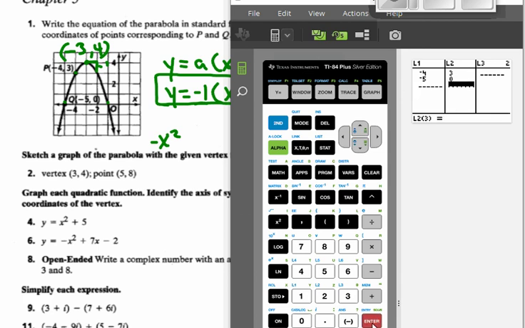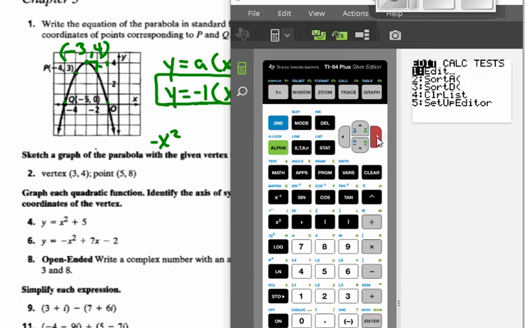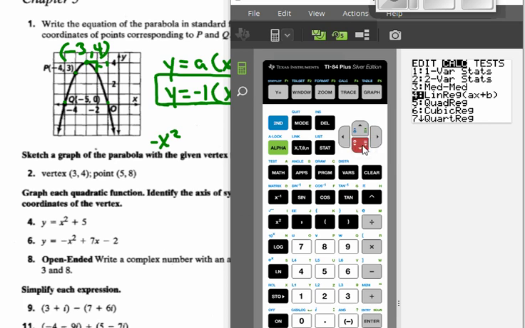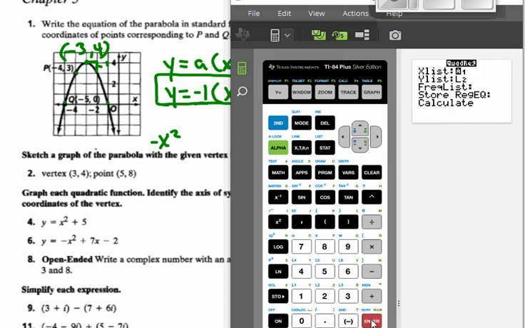Okay, and I do stat again, move over to calc, and it's a quadratic. So I go down until I hit quadratic regression right there. Hit enter, and it asks, did you put your x-coordinates in L1? Yes. I put my y-coordinates in L2? Yes. So I can just hit enter, enter, enter. Just go right on through there. Oops, domain. So the domain error means my window is not good. I have to change my window.